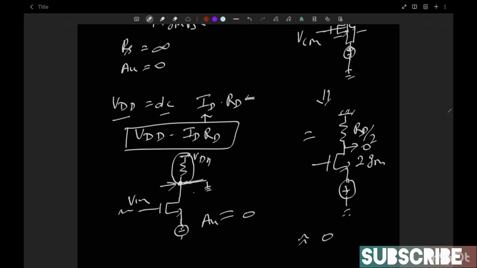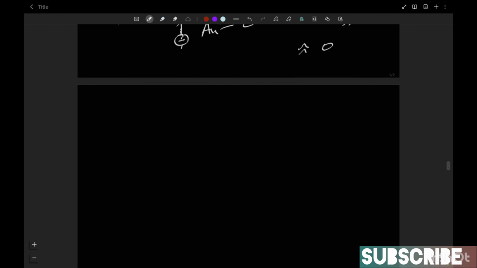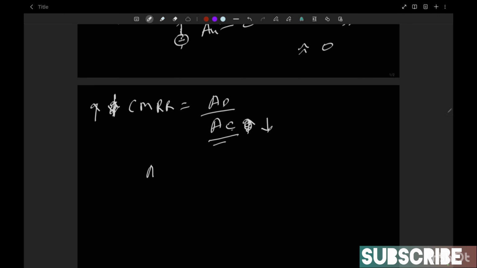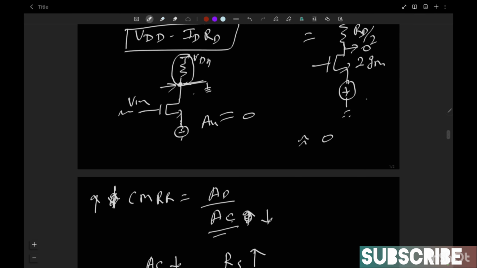So whenever you are designing, if you need a very high CMRR, if you have a CMRR spec, so CMRR is always equal to AD by AC. It means that to increase CMRR, ideally we need high CMRR, so we have to decrease AC, which is the common mode gain. So to decrease the common mode gain, what do we need to increase? RS, or the resistance of this current source.